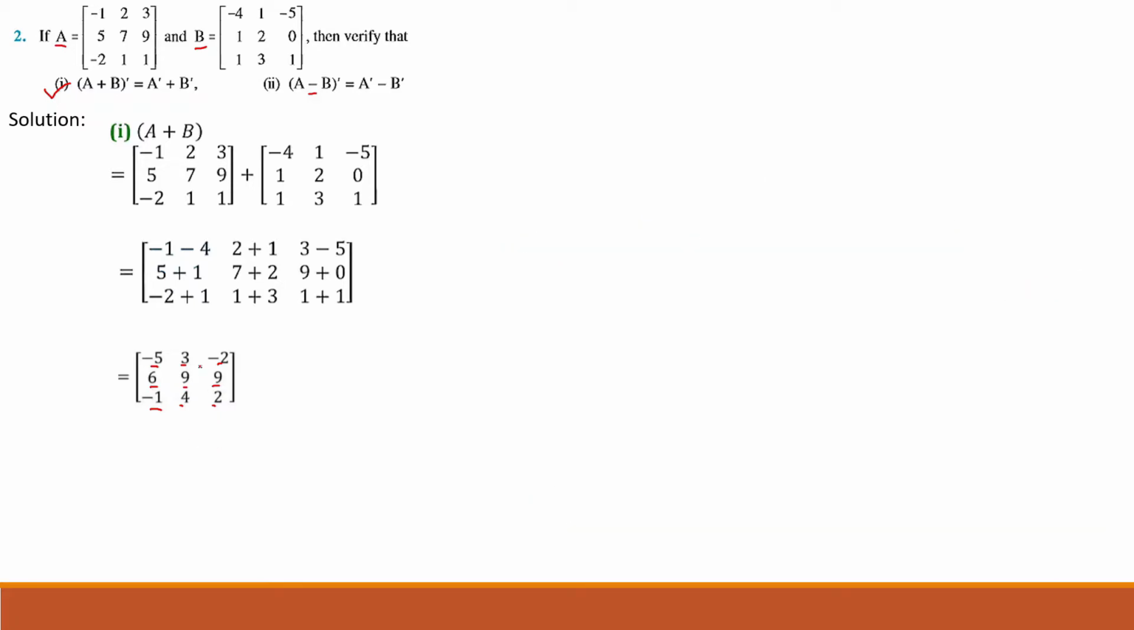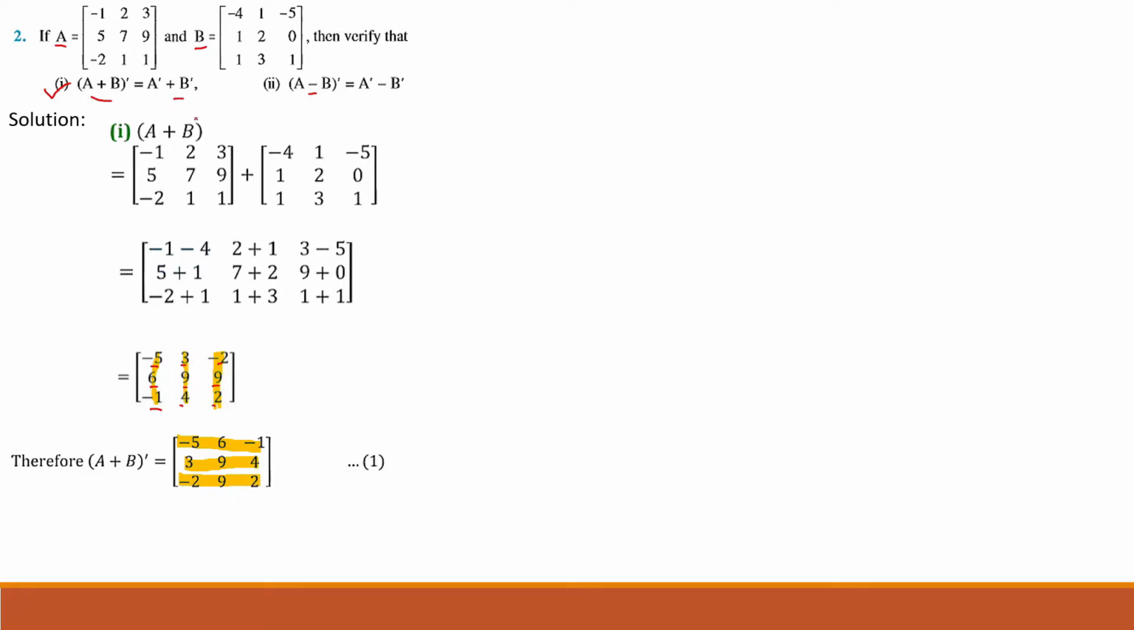So therefore, after adding A plus B, we have to take the transpose of it. So taking the transpose of A plus B, we get first column -5, 6, -1 becomes the first row and second column becomes the second row, third column becomes the third row. So this was our left hand side of the equation.